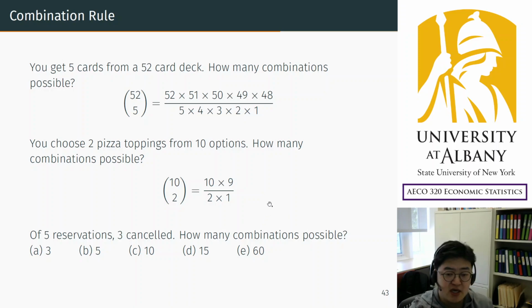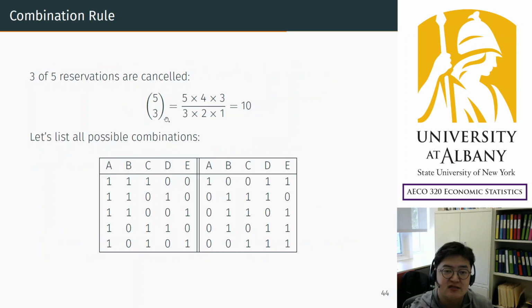So in our notation, you can write it as 5 choose 3, like this. 5 choose 3 equals: the denominator is 3 times 2 times 1, three numbers multiplied, and the numerator is three numbers multiplied, but the first number is 5: 5, 4, 3. And then cancel out, and in the end you get 10.